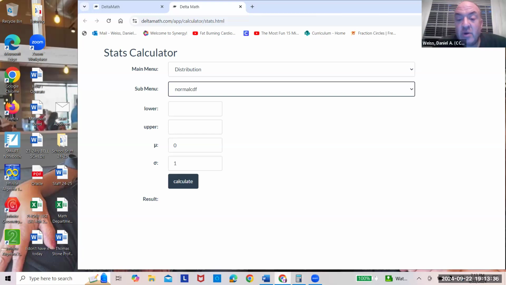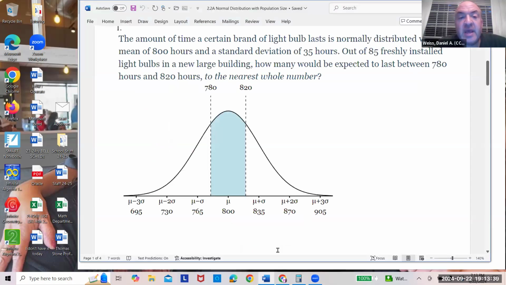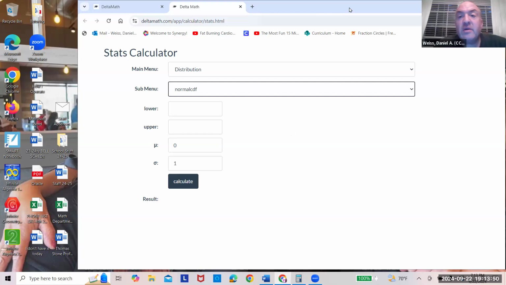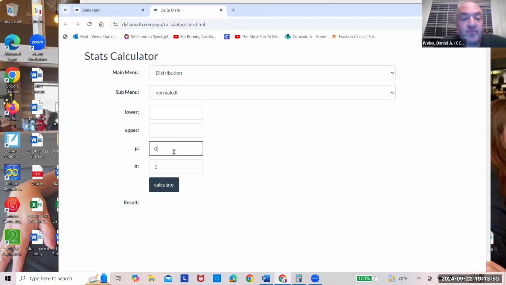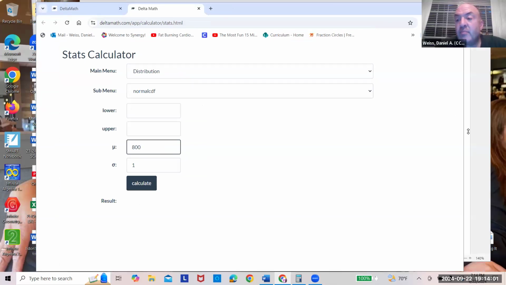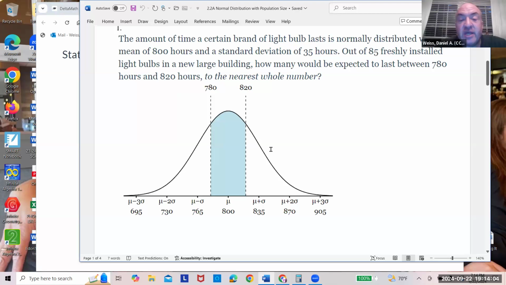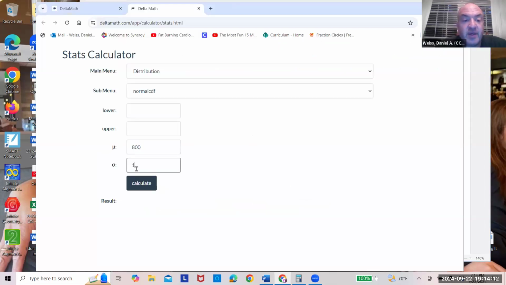Okay, so we're going to look back here. And what is the mean? Okay, the mean is 800. So we go to our calculator here and we put 800 for mean. Okay, now what's the standard deviation? The standard deviation is 35, right? It says right here, 35 hours. Okay, put in 35.